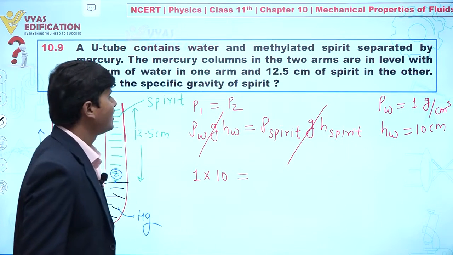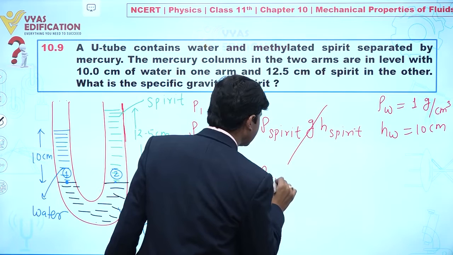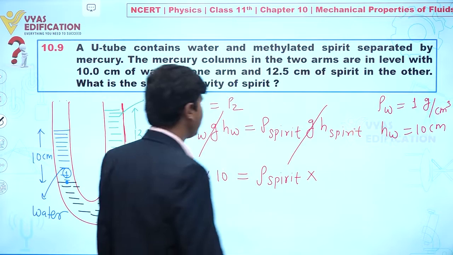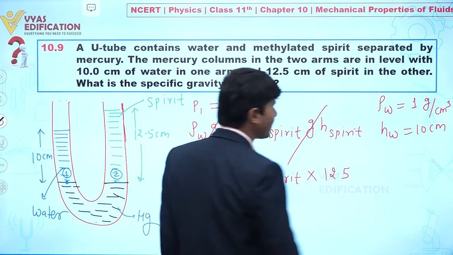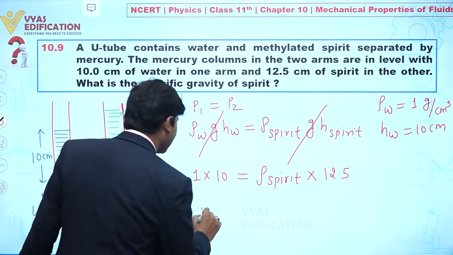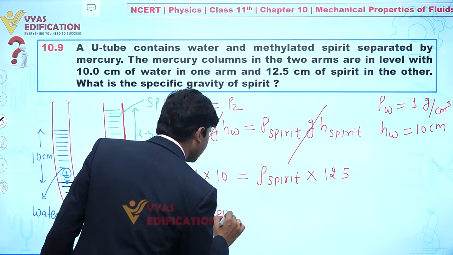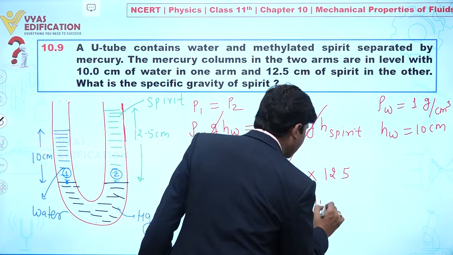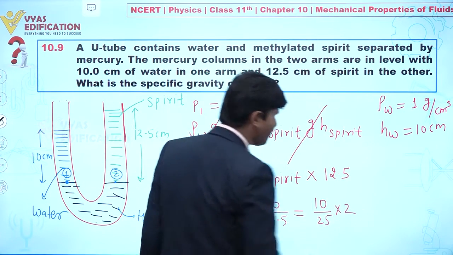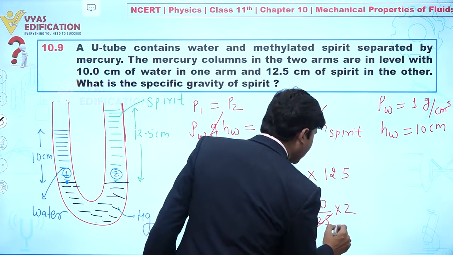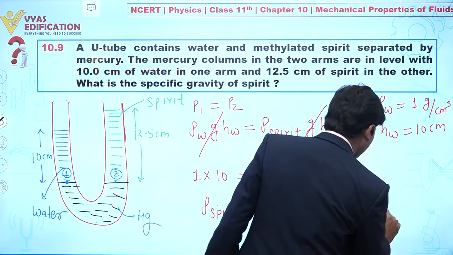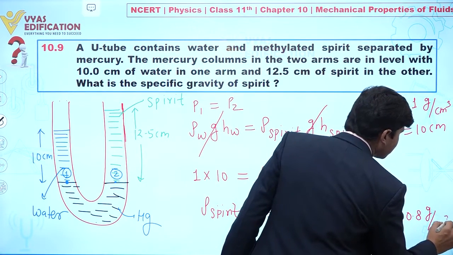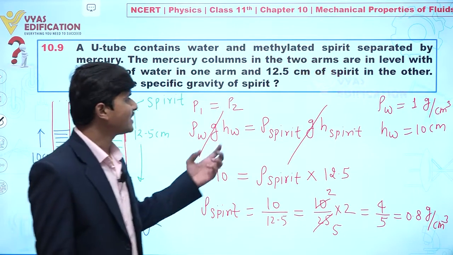Now the density of the spirit is multiplied with the height of the spirit, which is 12.5. So the density of the spirit is given by 10 divided by 12.5. We can write this as 4 divided by 5, which is 0.8 gram per centimeter cube. So this is the density of this spirit.